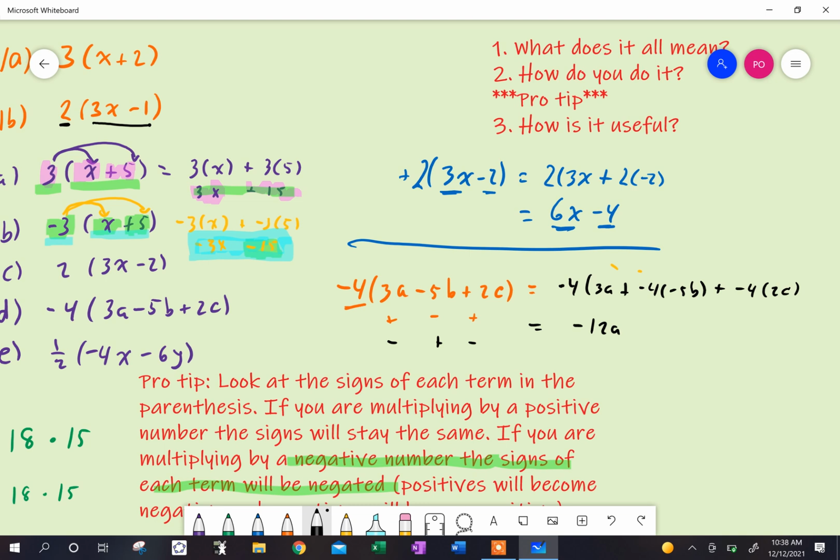4 times 5 is 20. -4 times a -5 would be a positive 20, so it's going to be a positive 20b. Then I have a -4 times 2 is a -8, so it's going to become a -8c. And once again, sure enough, I have three terms: negative, positive, negative.